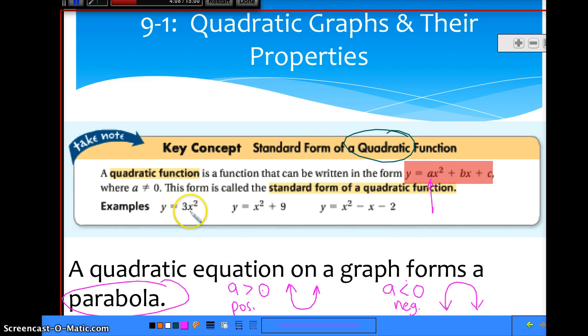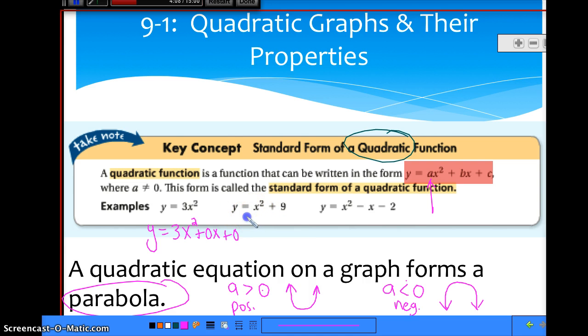This equation right here is a quadratic equation. The problem with it is it is an incomplete quadratic. It's got the ax squared. It's missing the bx, which would be 0x, plus the c. So if you looked at it like it was complete, this is what it would look like. They're not going to put in the zeros.